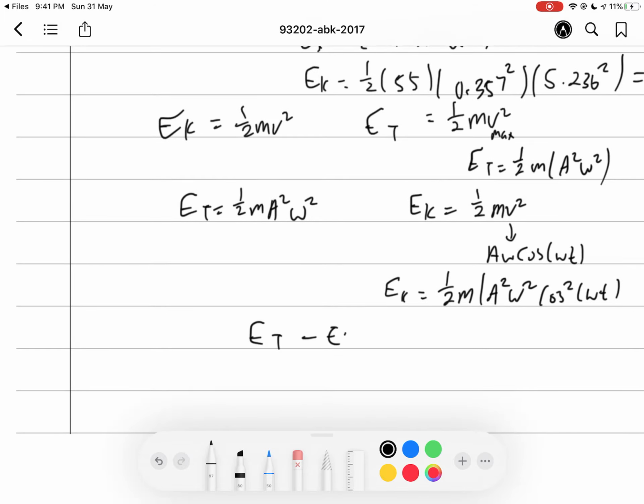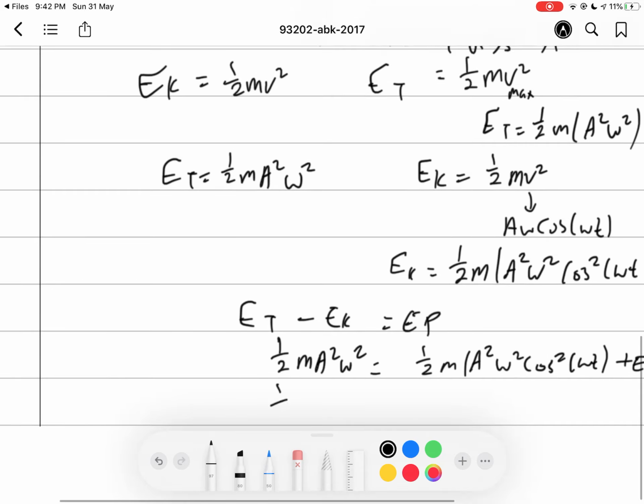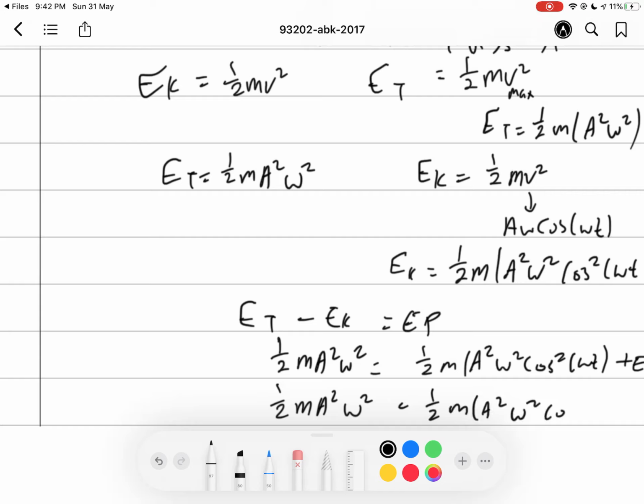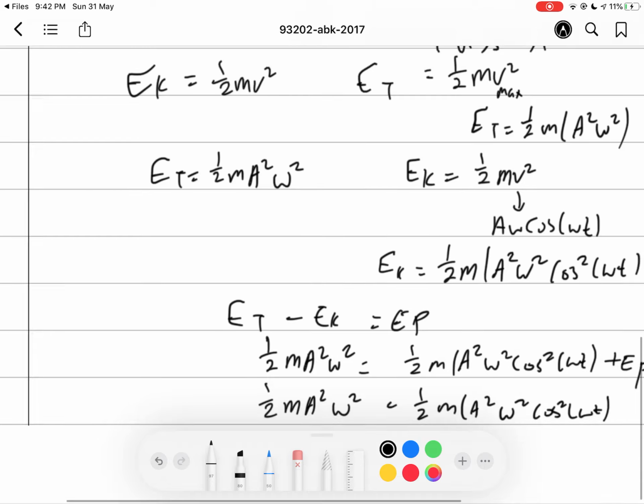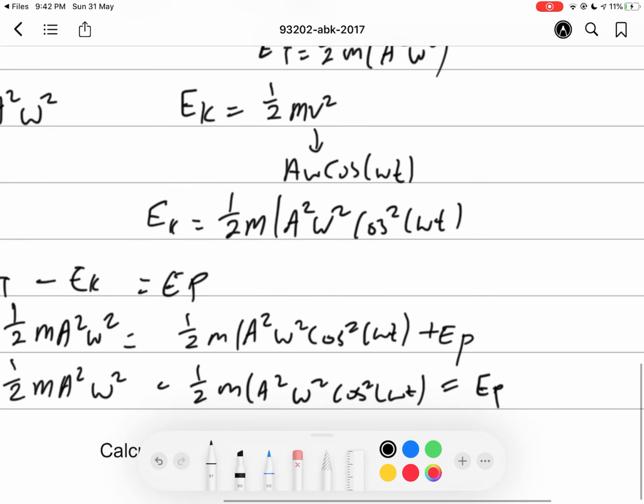We know that ET minus EK equals EP. Therefore half m A squared ω squared minus half m A squared ω squared cos squared ωt equals our EP.